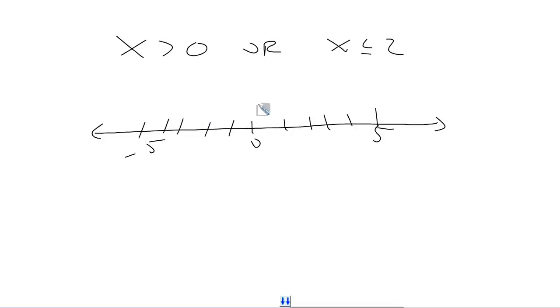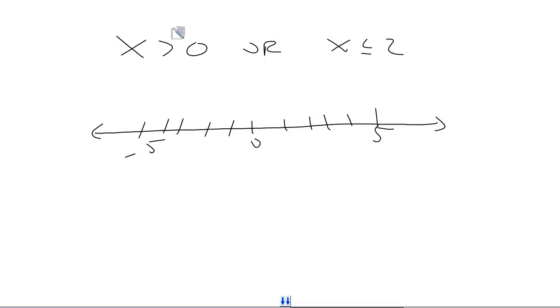The numbers that are greater than 0, that's everything to the right of 0. The numbers that are less than 2 are all the numbers to the left of 2. So this time there's some overlap, and I just need some numbers that satisfy one or the other. Well, all the numbers greater than 0 are 1, 2, 3, 4, 5, all the positive numbers, right? All the numbers that are less than 2 are some positive numbers, but also all the negatives. So really every number on the entire number line is going to satisfy one or the other.